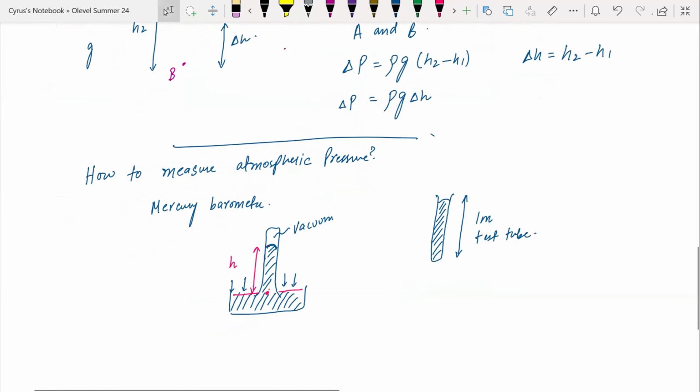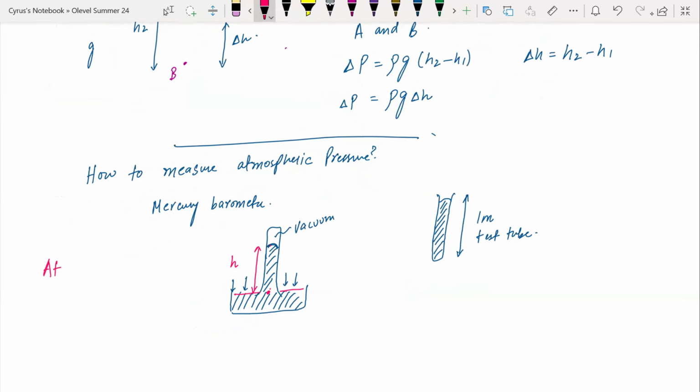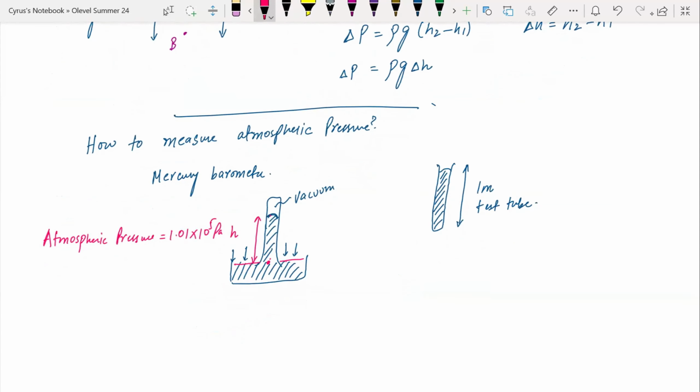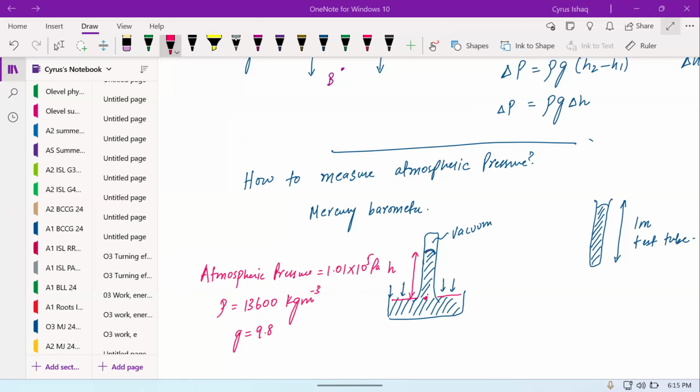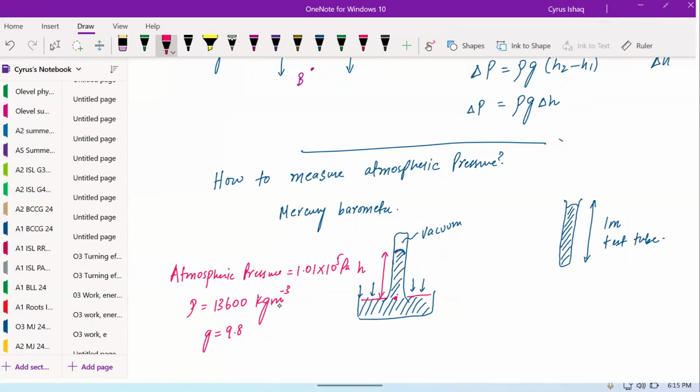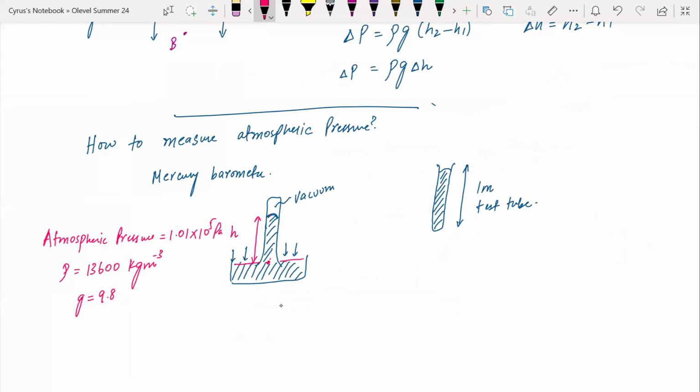And now, can you calculate this height? If the atmospheric pressure is 1.01 into 10 raised to power 5 Pascal, and you have the density of the mercury, we have G as 9.8. Can you calculate this height? It's 0.759, which is 757 probably, which is 0.76. तो इसकी height होगी 0.76.